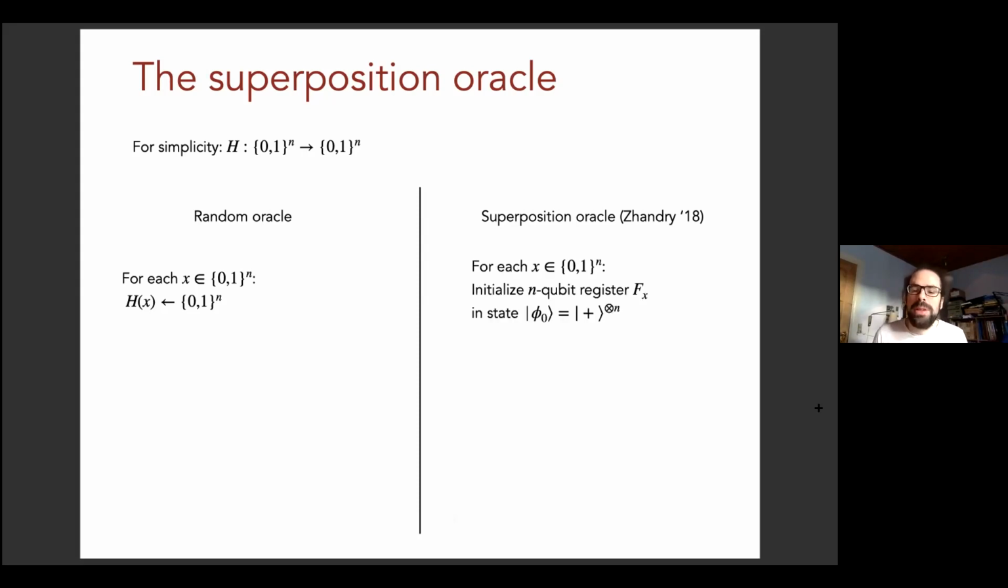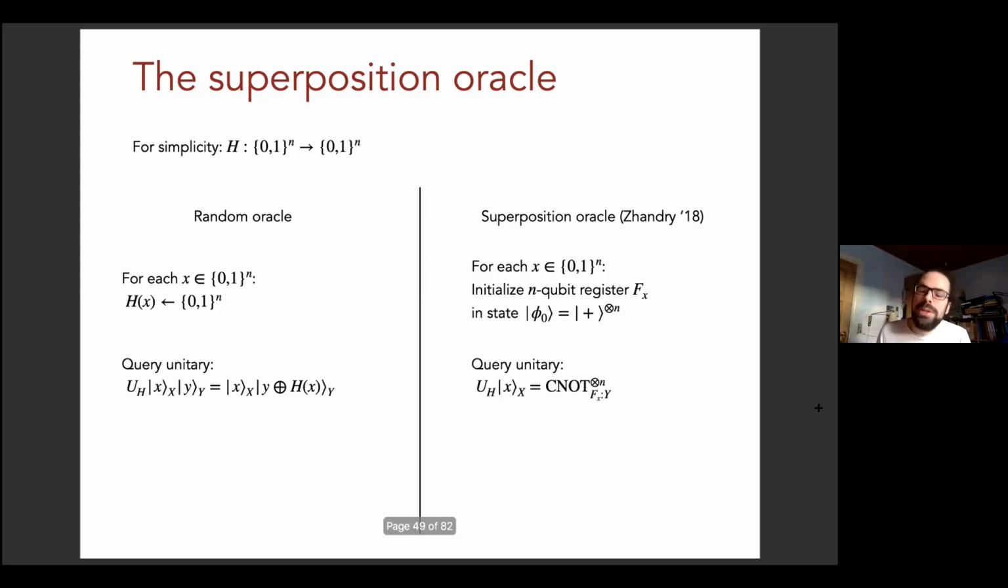Now, in the superposition oracle, what we do instead is that for each input x, we initialize an n-qubit register F_x in the uniform superposition of all outputs, right? Basically, we take the uniform superposition of all n-bit strings instead of sampling a random n-bit string. Now, in the random oracle, the query unitary is just the standard way of evaluating a classical function in a unitary way, right? We apply the function to the input register X, and then we XOR the result into the output register Y.